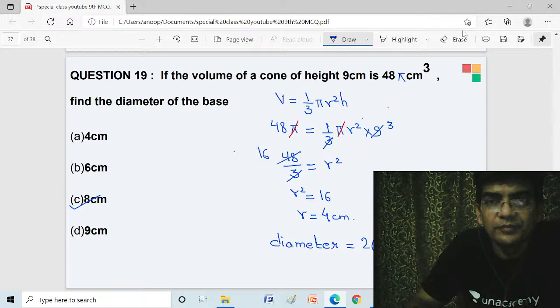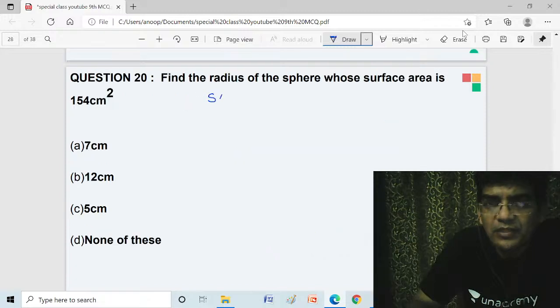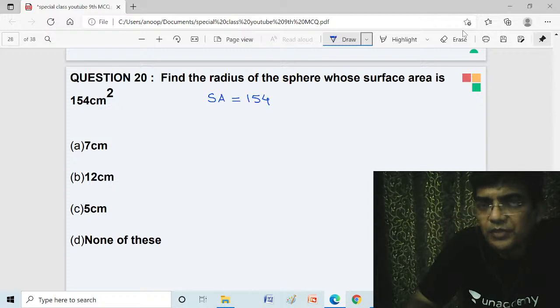Okay, the next question says, find the radius of the sphere whose surface area is 154. See, surface area is given, 154. Now what I will do, I will put the formula for surface area of a sphere. So it's 4 pi r square. That's the formula for the surface area of a sphere, equal to 154.